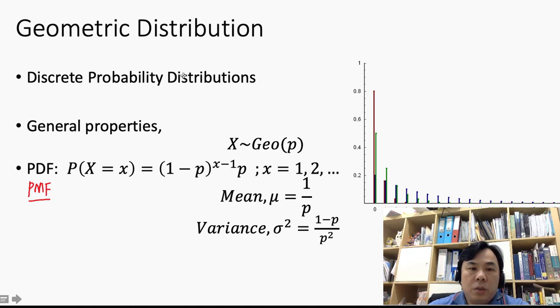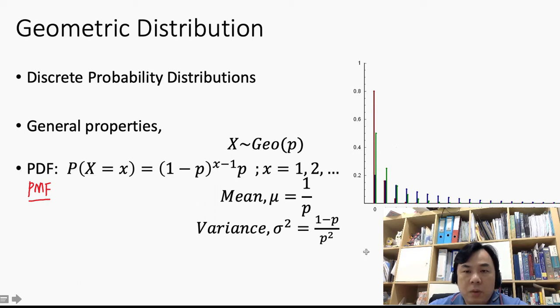So for this geometric distribution, the probability mass function is given as 1 minus p raised to the power x minus 1, times p, where x ranges from 1 to infinity, and x represents the number of trials until the first success is achieved. So 1 minus p represents the probability of failure in this case. Now the mean for this distribution is given by 1 over the probability of success, whereby the variance is given by 1 minus p divided by p squared.